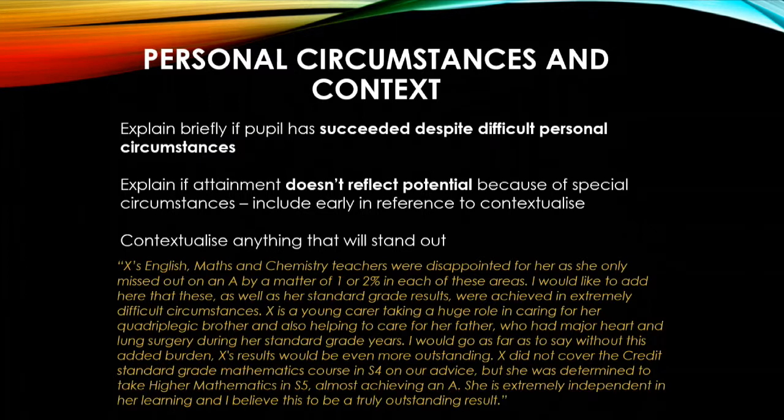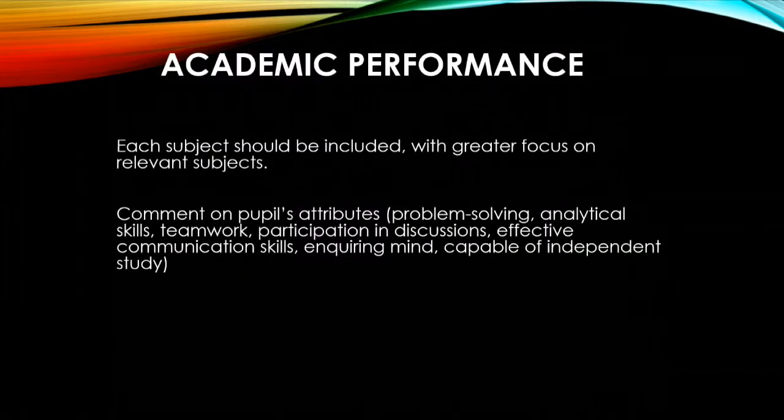So that's an example of where the contextual information has been used effectively to make a case or an argument, perhaps for grades that are slightly lower than expected. Within the reference, academic performance should definitely be included as well. It should be included for each of the different subjects that the student's taking, but with a greater focus on the relevant subjects to their particular application.